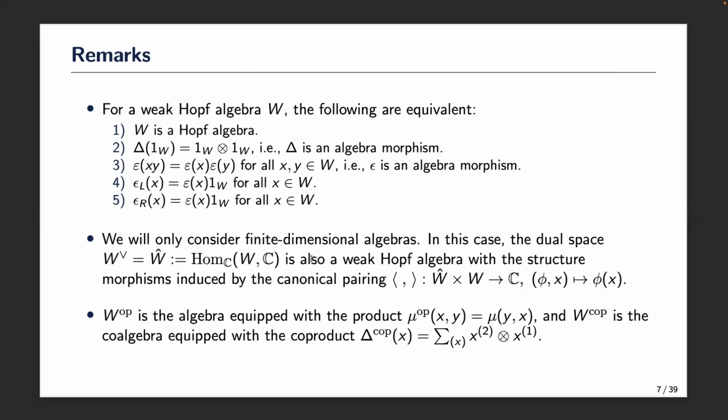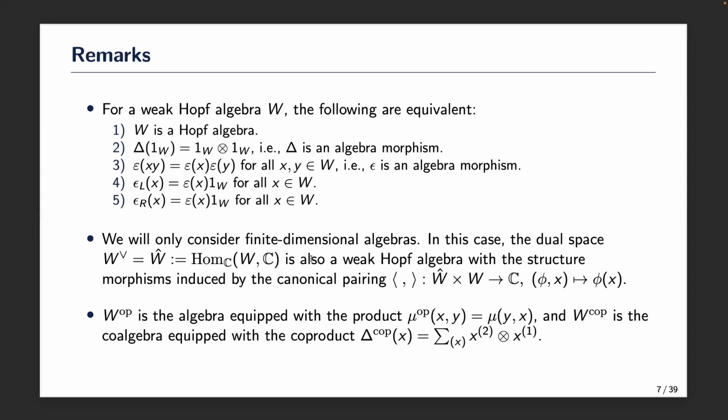So here are some remarks. First, for a weak Hopf algebra W, the following are equivalent. First, W is a Hopf algebra, and then this condition is equivalent to saying that delta is preserving the units. Recall that in the definition of weak bialgebra we only require delta to be preserving the product, saying that delta is an algebra morphism. And second, epsilon is preserving the product, meaning that epsilon is an algebra morphism.